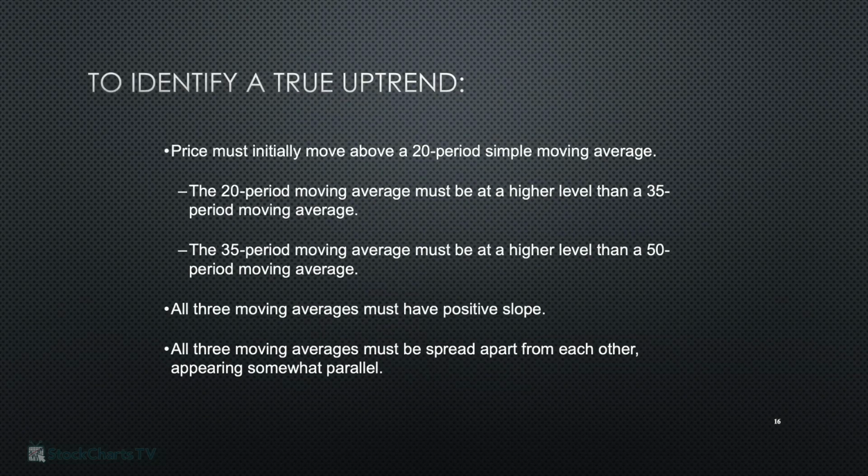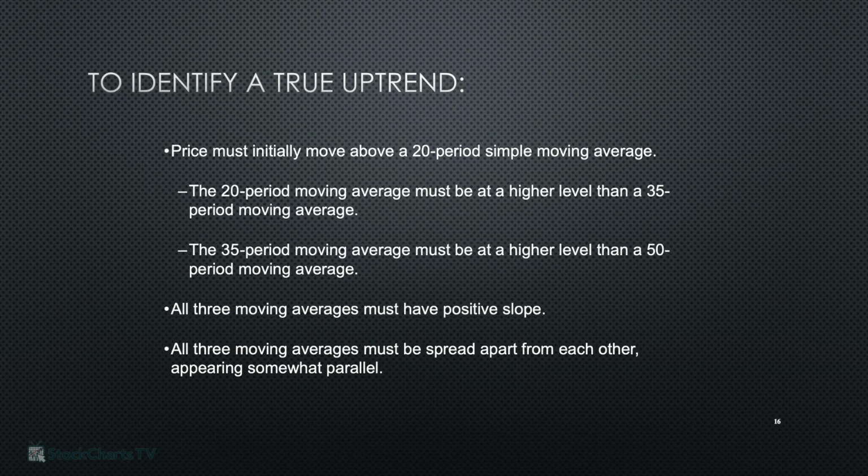You set up 3 moving averages. Typically, I default to 20, 35, and 50, and I use simple moving averages. What I want to see for a buy signal is price to get above an upward sloping 20-period moving average. The 20 needs to be above the 35, and the 35 needs to be above the 50.